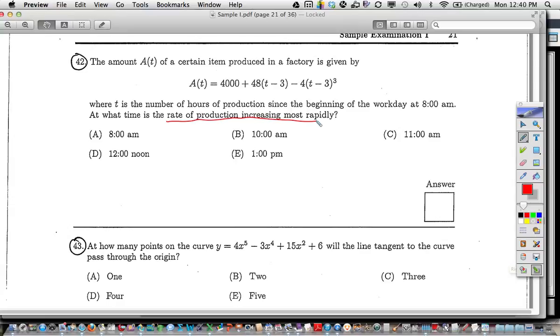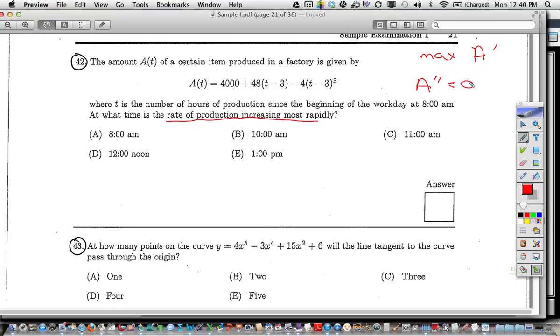A prime. They're asking for the max of A prime. We haven't done a lot of that. We've done max profit, max this, max that. We've done max of a function. Well, A prime is a function. Where do you look for the max of A prime? When A double prime is 0, when A double prime is undefined, and endpoints.